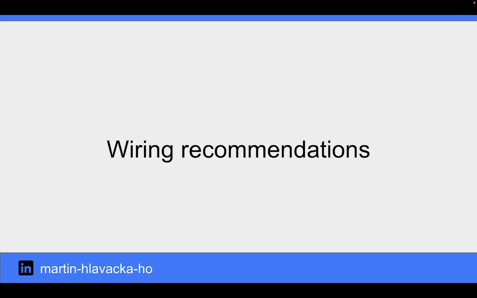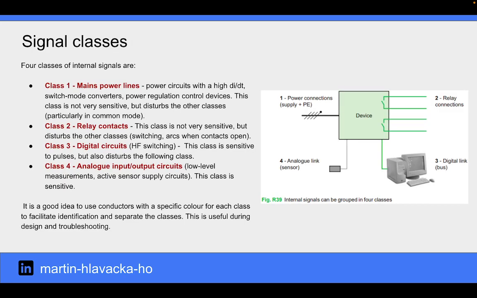Wiring recommendations. Internal signals can be grouped into four classes. Class 1 includes main power lines, power circuits with a high dI/dt, switch mode converters, or power regulation control devices. This class is not very sensitive but disturbs the other classes.